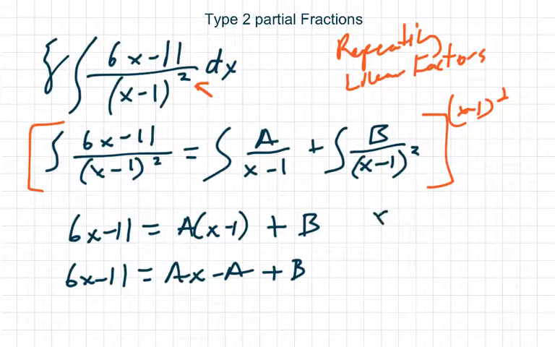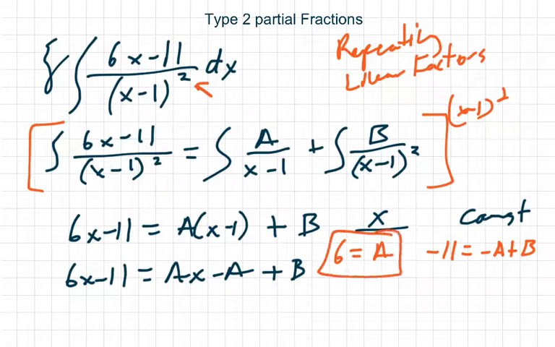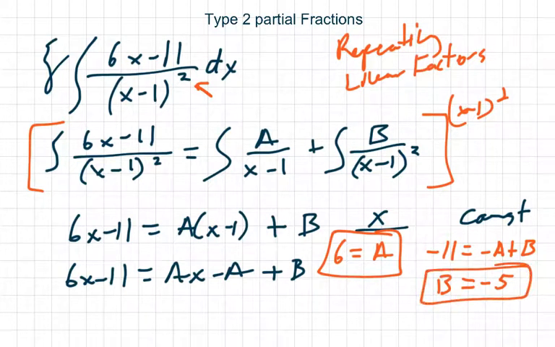So if I deal with my x's, I'll just do it right here, and my constant, we'll take it over to the next page right away. I get 6 equals A, and I get negative 11 equals negative A plus B. So that's just dealing with the coefficients of each of those. We know we've got A already, and we can get B, because that's negative 6, add that over, and we get negative 5, using a little bit of mental math.